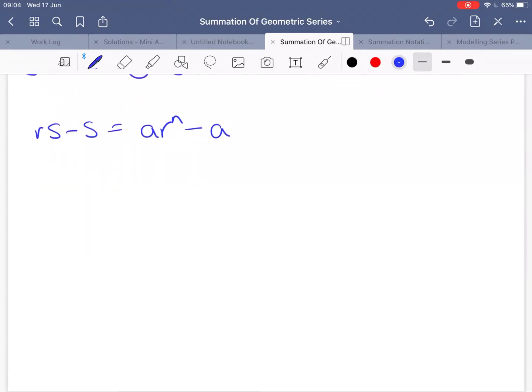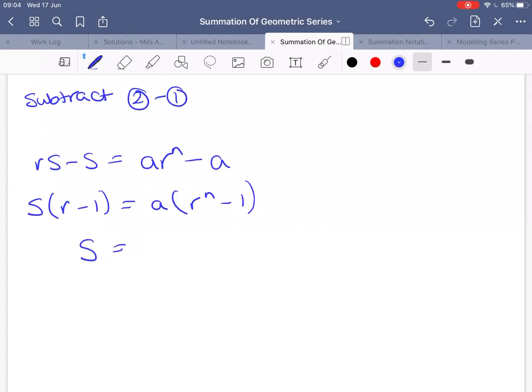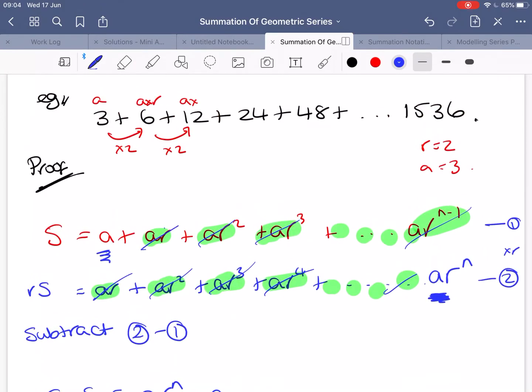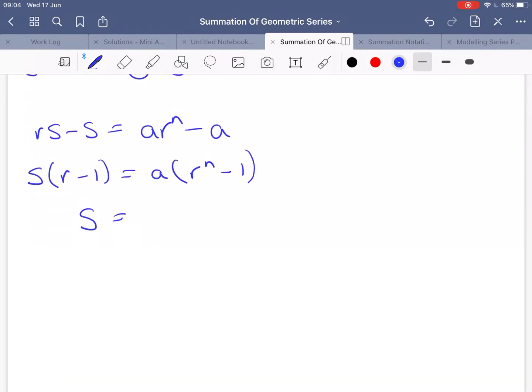So I can factorise this. I can take a common factor of S out of the first one, so I've got R minus 1. I can take a common factor of A out, so I've got R to the N minus 1. Now I can actually find an equation for S, and if you remember, S was the sum of my series, and so I say S is A, R to the power N minus 1 over R minus 1.